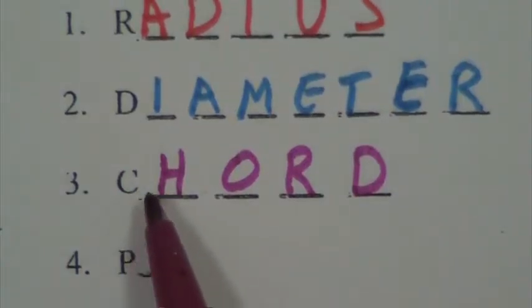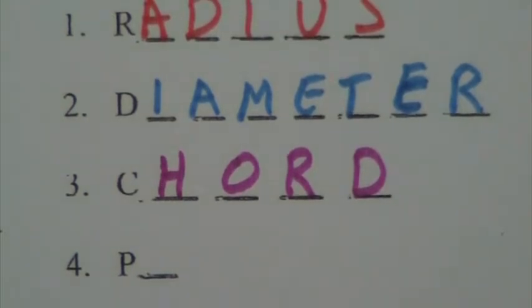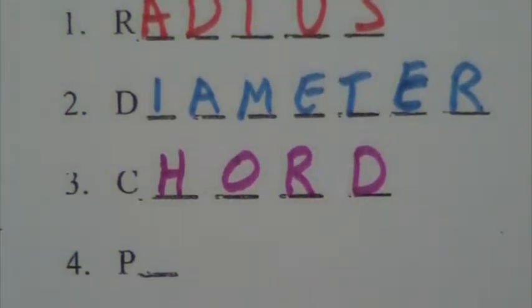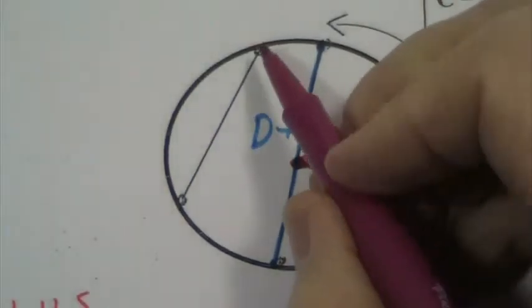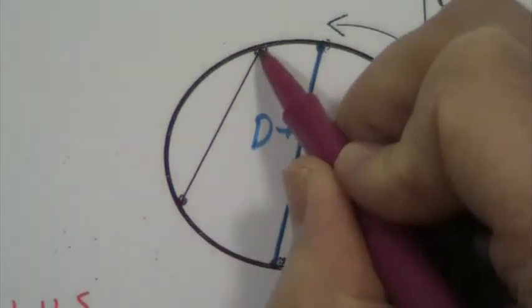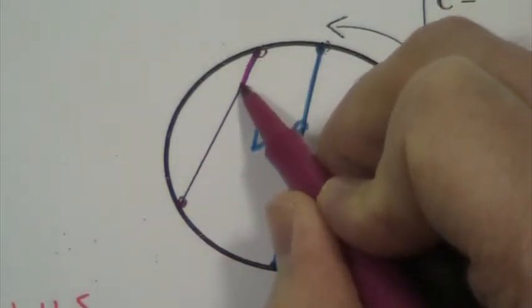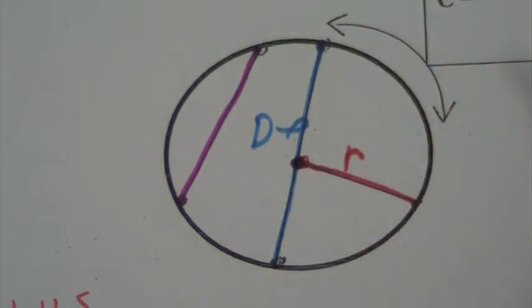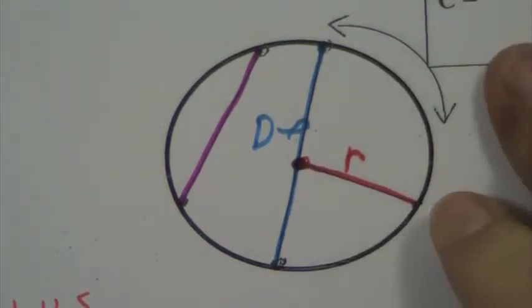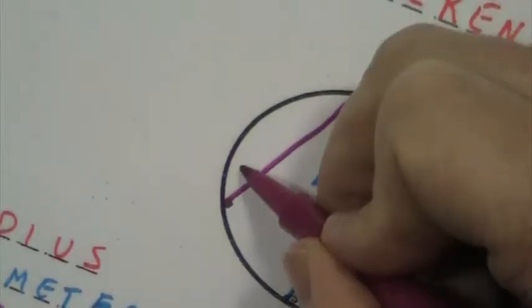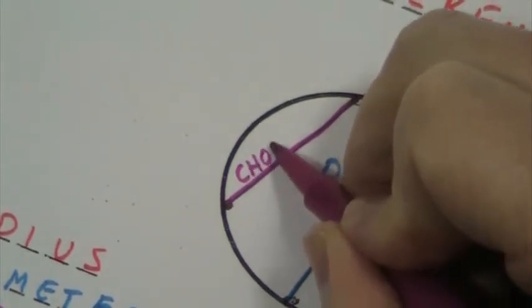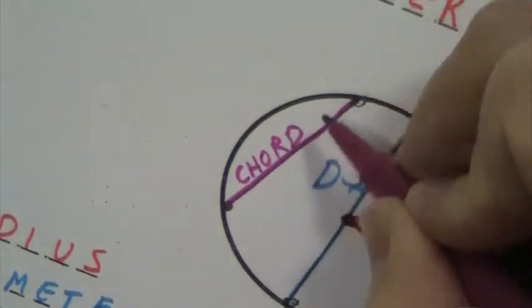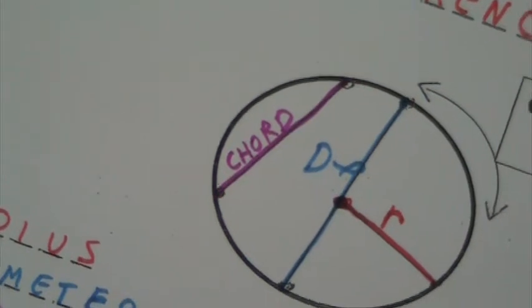Okay, our next term is chord. Now, chord is going from one end of the circle to the other end, but not going through the center. All right, and that's chord. I'm just going to turn mine and say chord.